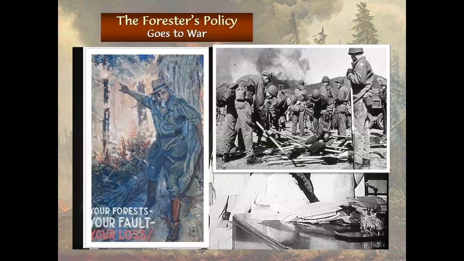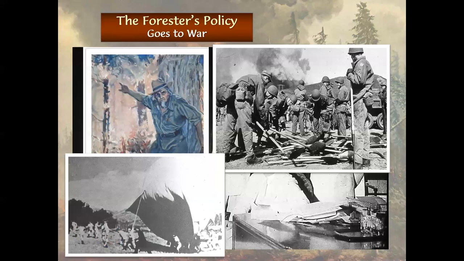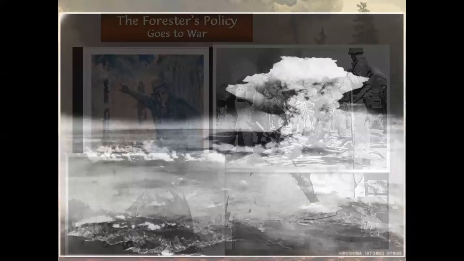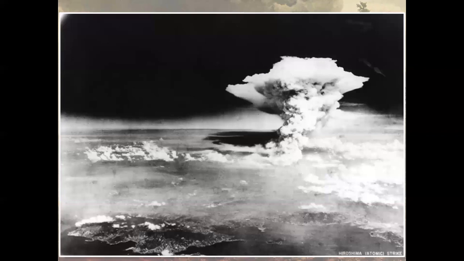World War II was in many ways a fire war. The U.S. was even attacked by fire balloons lofted from Japan. And in retaliation, Japan got the atomic bomb. A famous photo, the Hiroshima atomic strike, Army labeled. That is not, however, the mushroom cloud of the atomic bomb. That is the pyrocumulus cloud of the burning city. So fire did enormous damage.